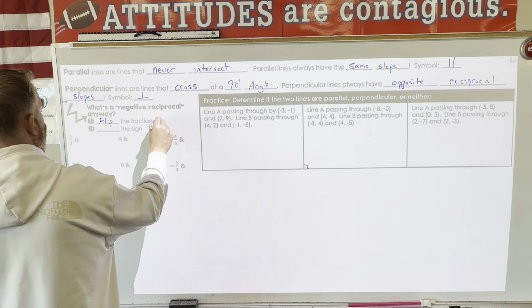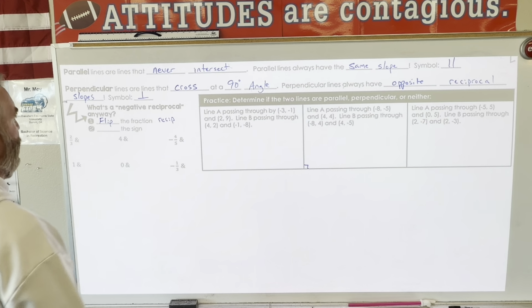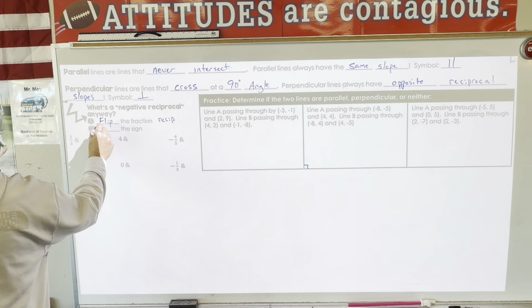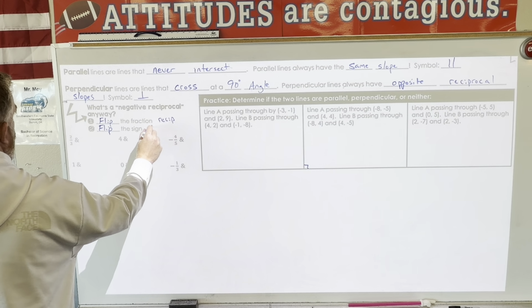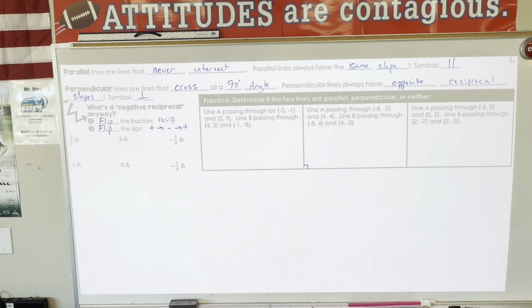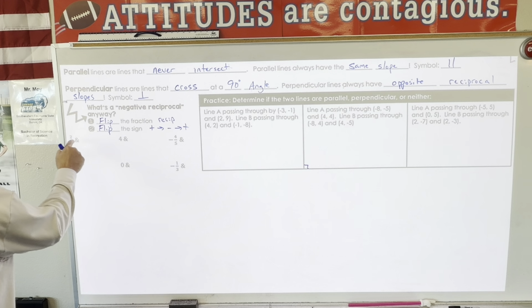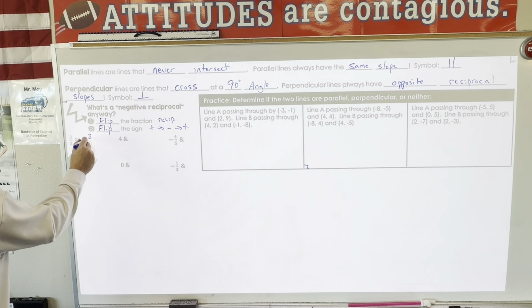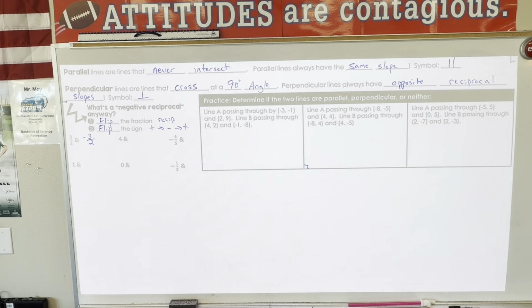We flip the fraction, that's your reciprocal. And then we also flip the sign, from positive to negative or negative to positive. So we flip the slope and change the sign. Flip it and change it. What's the opposite reciprocal of 2/3? 3 over 2, and then it's a positive, so the new one has to be negative 3 over 2.